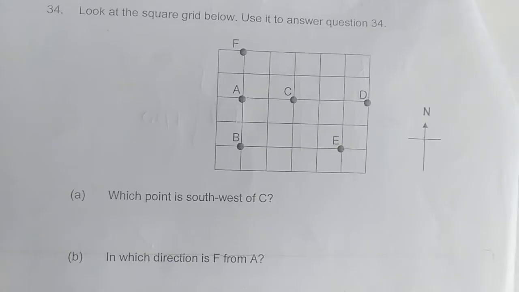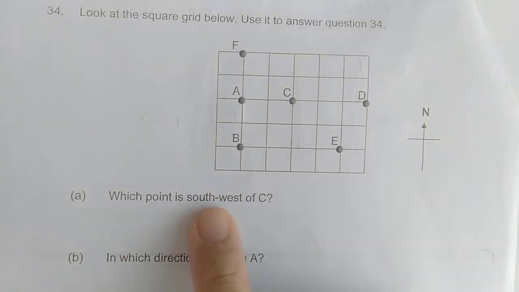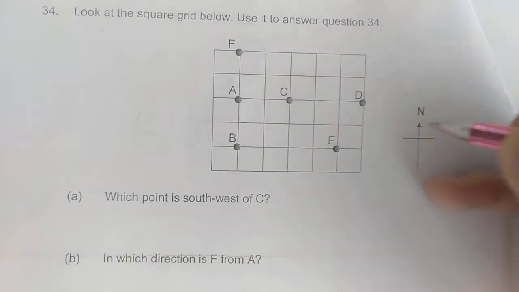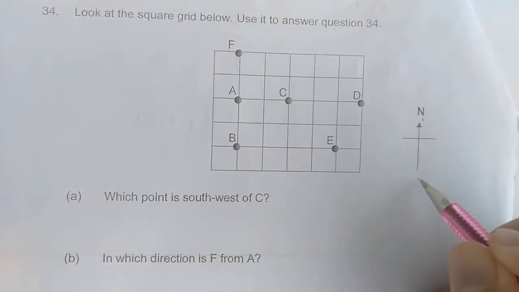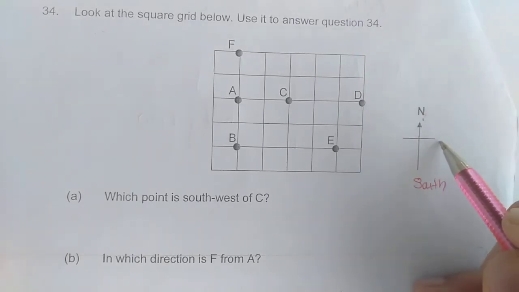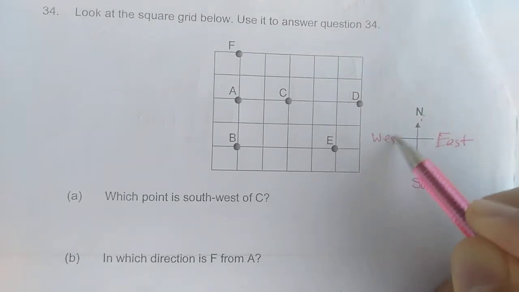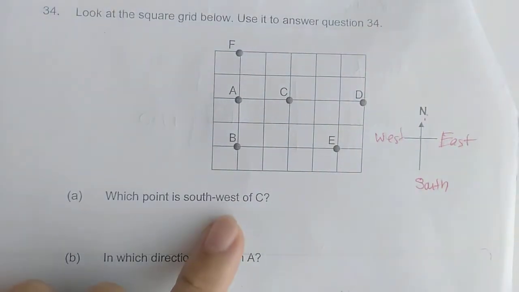Let's go to the next question. Look at the square grid below. Use it to answer question 34. So this question. Now, at which point is southwest of C? Let's revise. If this is north, what is this? South. If this is north, what direction is this? East. And this will be west. So at which point is southwest of C?